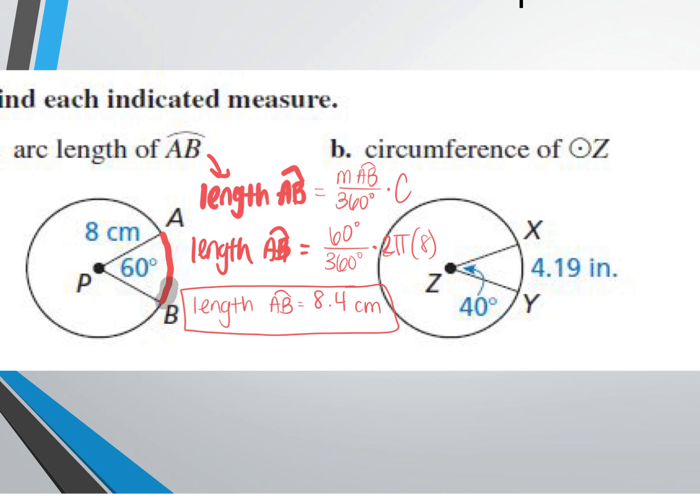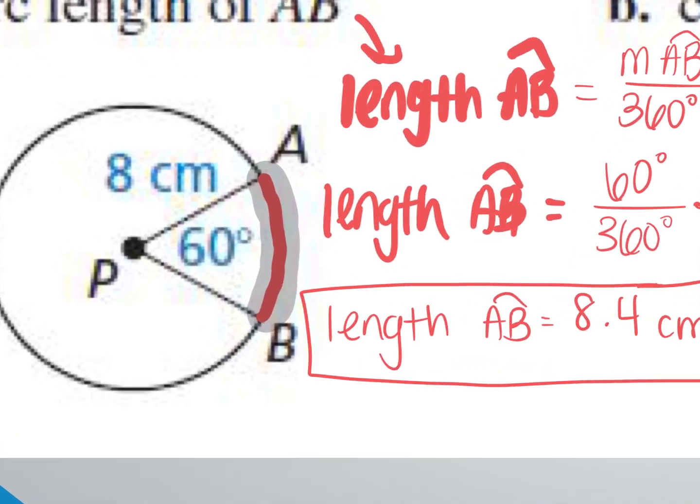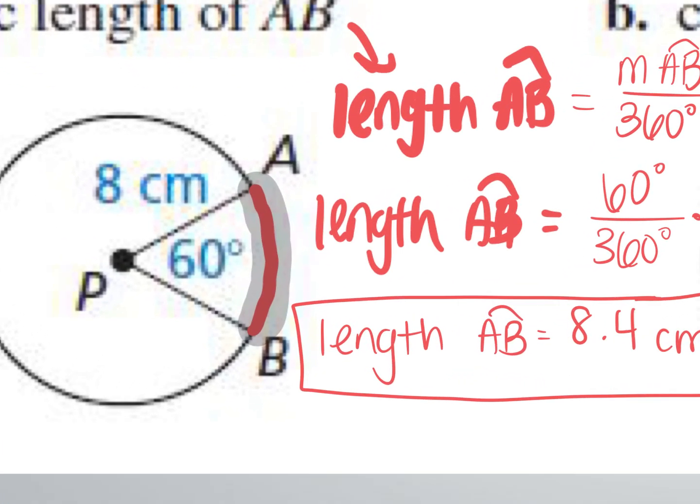Hey now, can I explain what we just found? We knew at the start that the measure of this arc, the measure of it in degrees, was how much? How many degrees was that arc, the red arc? 60 degrees. But now I just found the length of it, which is different than the degrees. If you were a human walking along this arc, the distance you would have to travel is 8.4 centimeters.